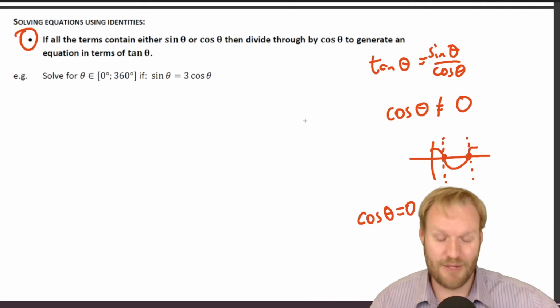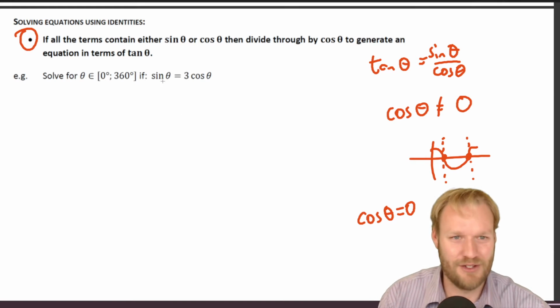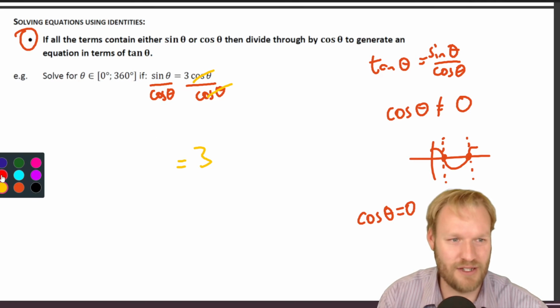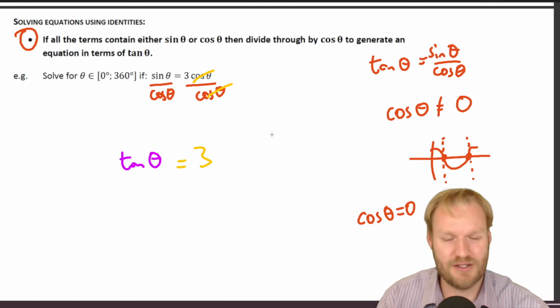So it looks like we're just going to divide through by cos theta. Let's do that. Let's divide that side by cos theta and divide this side by cos theta. These things cancel, so the right-hand side's just left with 3. Left-hand side, we've got sine theta over cos theta. Well, that's just tan theta.